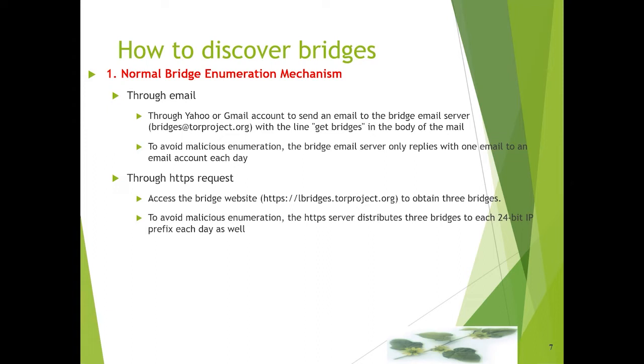Alternatively, the user can access the bridge website to obtain 3 bridges. To avoid malicious enumeration, the HTTPS server distributes 3 bridges to each 24-bit IP prefix each day as well. Attackers can use different email accounts or proxy servers to enumerate a number of bridges.